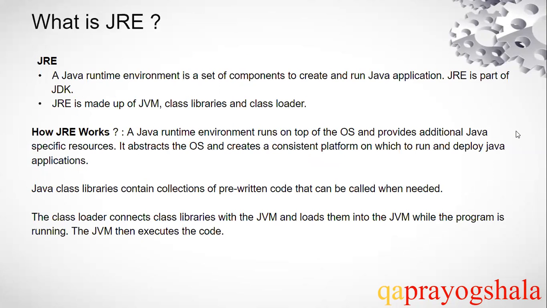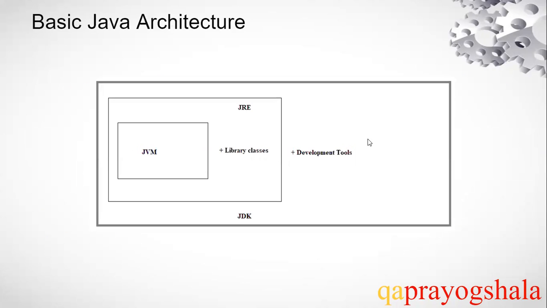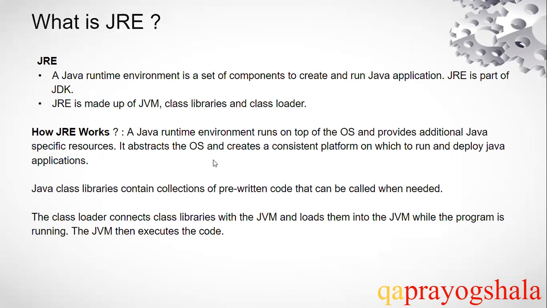Also, if I show you this architecture, then the JRE consists of the JVM plus library classes. Library classes I just showed you. So that is the JRE. Now, how does the JRE work internally?